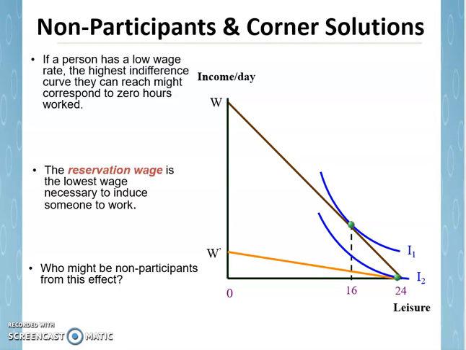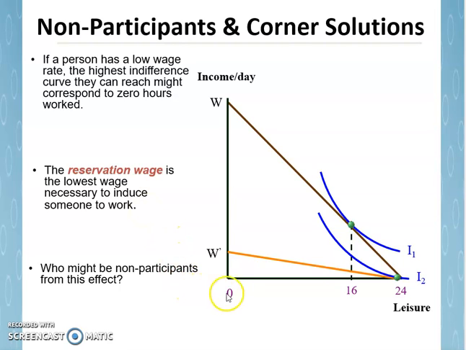Everyone has a wage below which they would choose to not participate. They would choose not to work. It will vary by individual. Perhaps some of you, if the wage goes below $20 an hour, you won't work. For others, maybe the wage would have to go below $5 for you not to work. Regardless, there is some wage that is necessary to induce work, and that's the reservation wage.